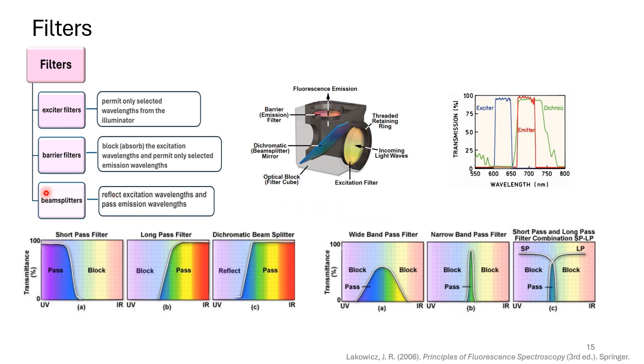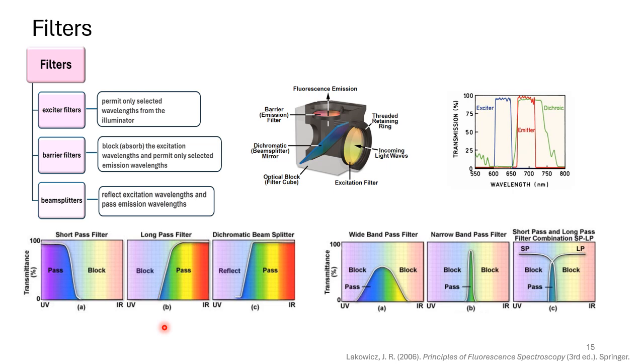These filters can further be categorized into different categories based on their work. So there are the short pass filter, long pass filter, and dichromatic beam splitter, which I have already explained. The short pass filter passes only the shorter wavelengths and blocks the longer wavelengths.